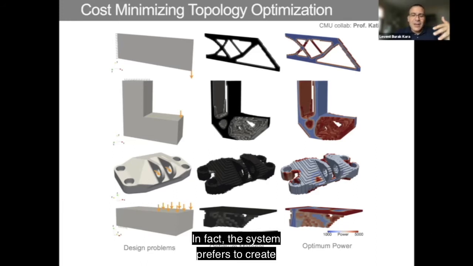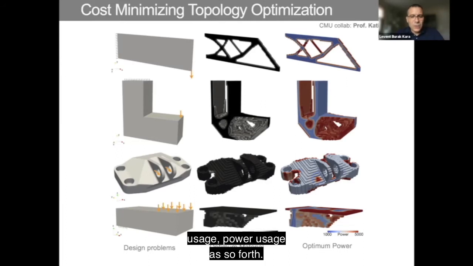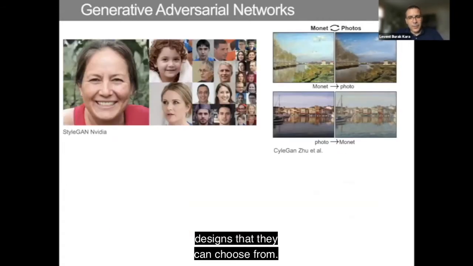In fact, the system prefers to create a little bit more mass because that actually has an impact on the additive manufacturing machine utilities, for instance, electric usage, power usage, and so forth. So the lightest weight structure may not be the most cost-efficient structure. So we are able to now play with these Pareto optimal solutions in order to give designers a portfolio of designs that they can choose from.